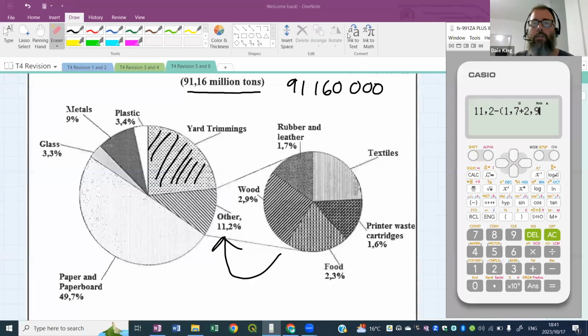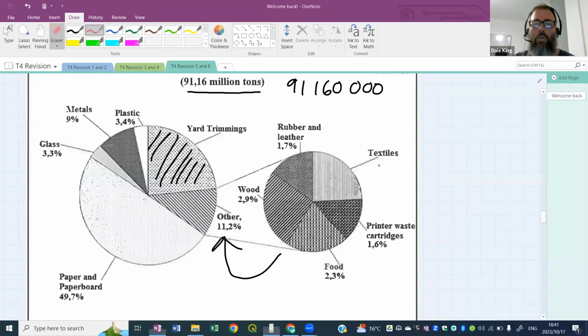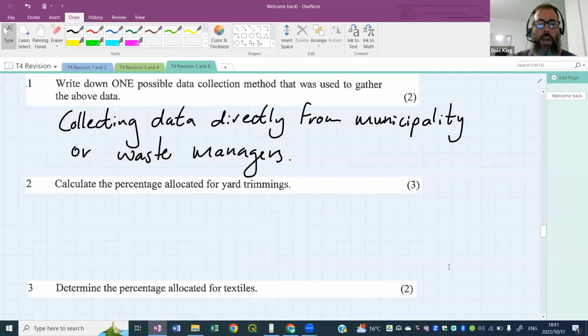Well done. I hope you see that. So these five should all add up to 11.2. So we take 11.2 minus all the other four to get the textiles, which is 2.7%. Guys, I'm actually enjoying this. Hope you guys are okay with that and saw how we got that 2.7. But let's see what other questions they have.